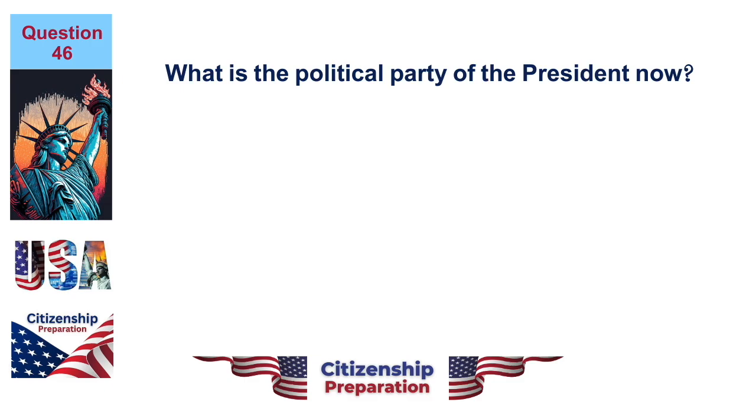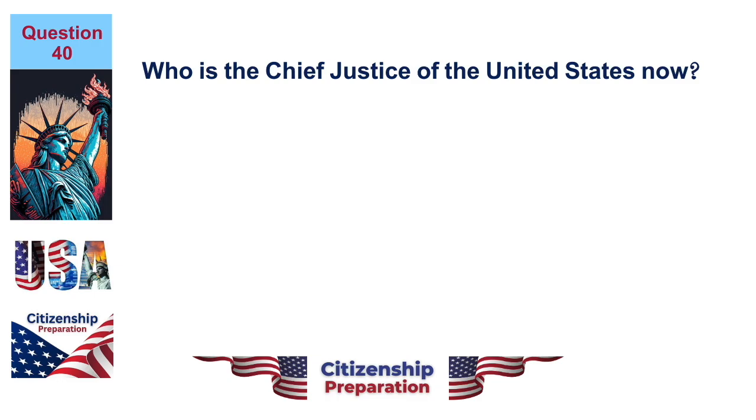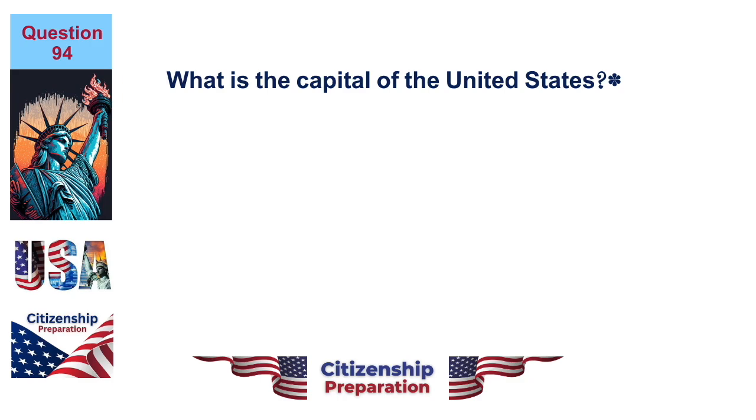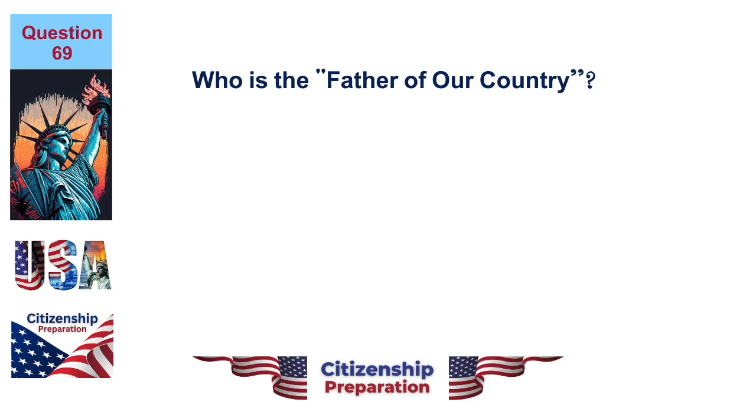What is the political party of the president now? Republican. Who is the Chief Justice of the United States now? John Roberts. What is the capital of the United States? Washington, D.C. Who is the father of our country? George Washington.